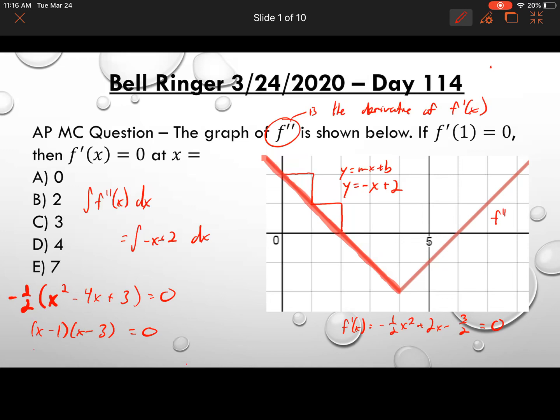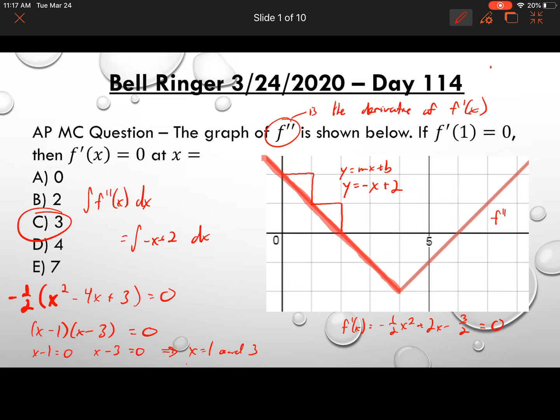So now we just solve. So x minus 1 is equal to 0, x minus 3 is equal to 0. So it looks like our two solutions are x is equal to 1 and 3. Well, the problem already tells us that at 1 it's equal to 0. This was asking us to find the other x value, which just so happened to be 3. So that would be our answer.